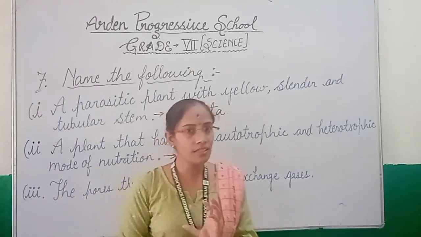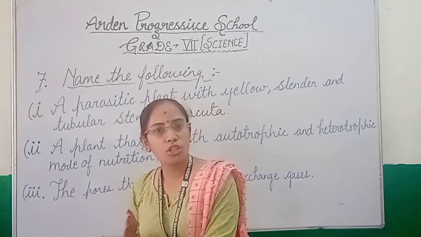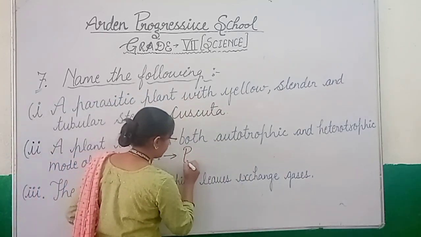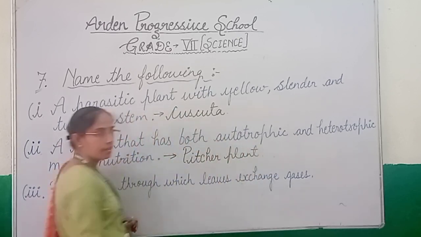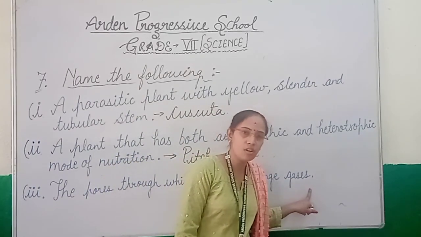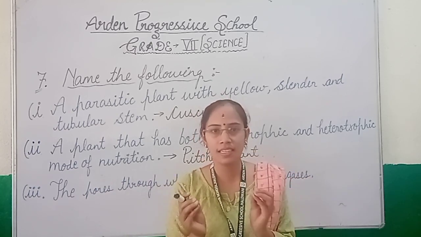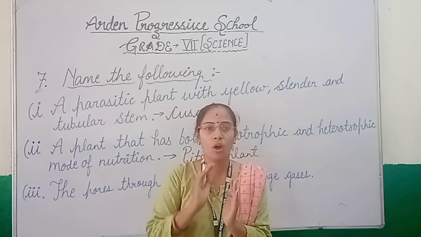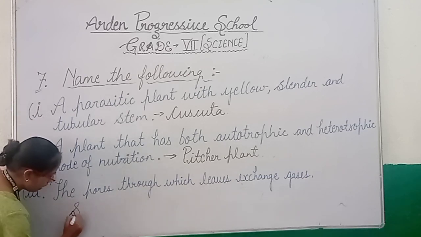And the pitcher plant is green itself. So it has another mechanism also, that is the autotrophic mode of nutrition. So the answer of this question is the pitcher plant. Now the third one is the pores through which leaves exchange gases. I have told you earlier that the leaves have some tiny pores present in them that help in the exchange of gases, exchange of water. So these tiny pores are known as stomata.